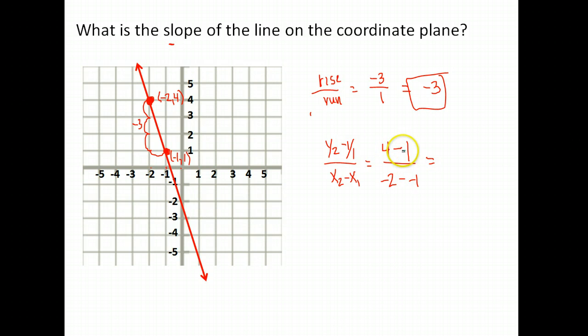Simplify that. Well, 4 minus 1 is 3. On the bottom, minus a negative right here changes to plus. Negative 2 plus 1 is negative 1. And notice we have exactly the same slope. Two options give you exactly the same answer.